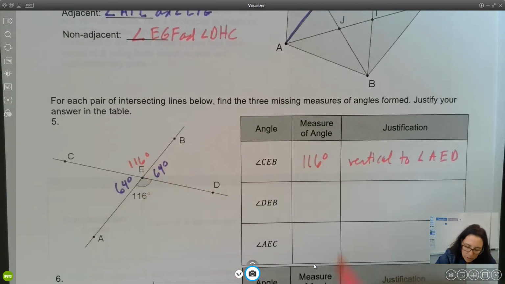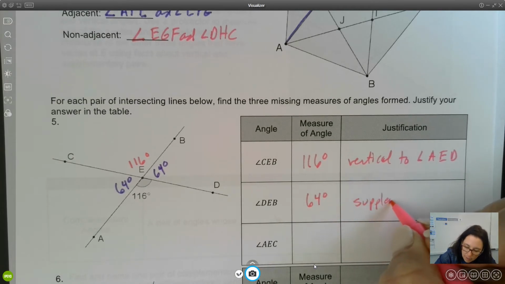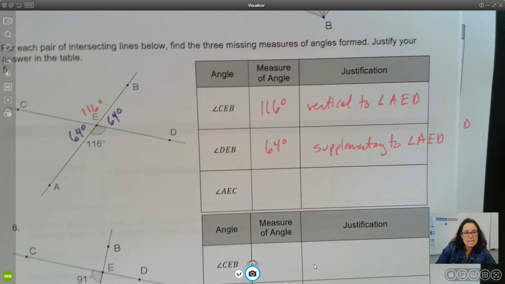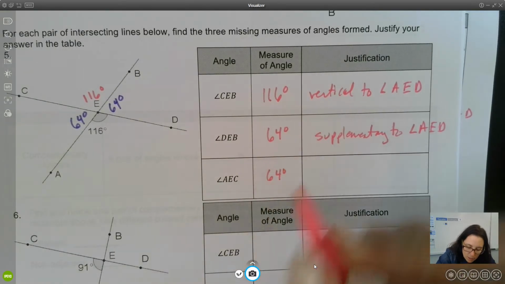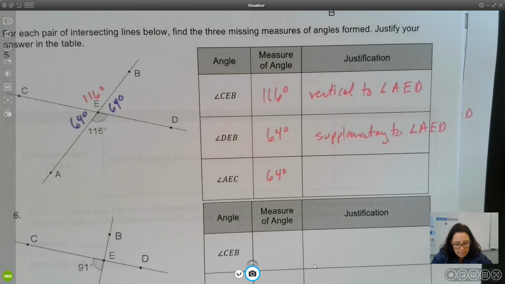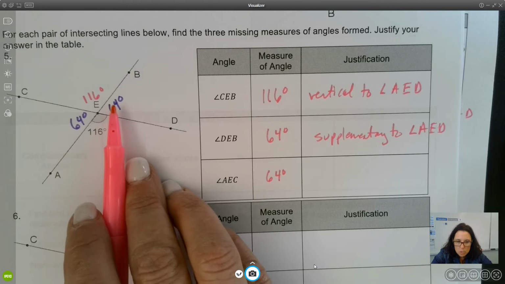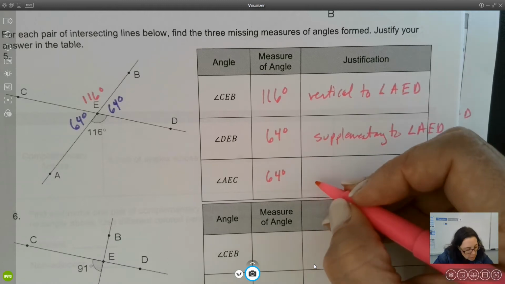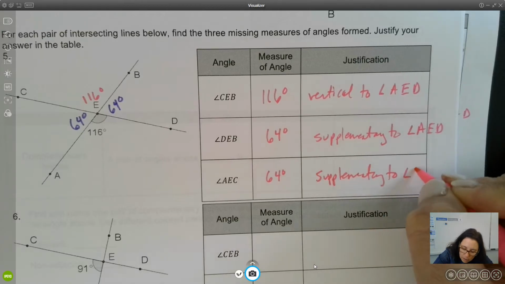DEB is 64 degrees, because it is supplementary to angle AED. AEC is 64 degrees. We can get that one a number of ways. We can say it's supplementary to this one also, but now that we have this one defined, we can also say it's vertical to this one. So you have a choice on this one. I'm going to pick one: supplementary to angle AED.